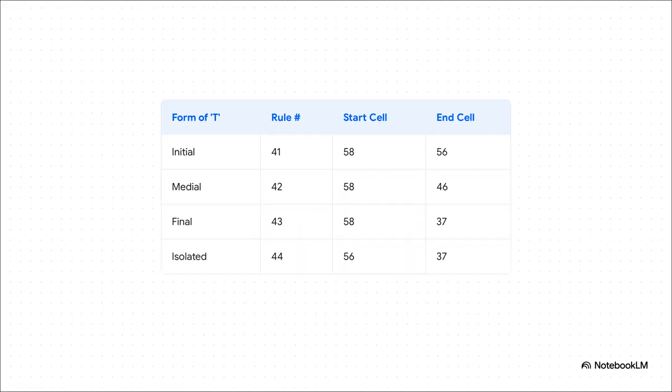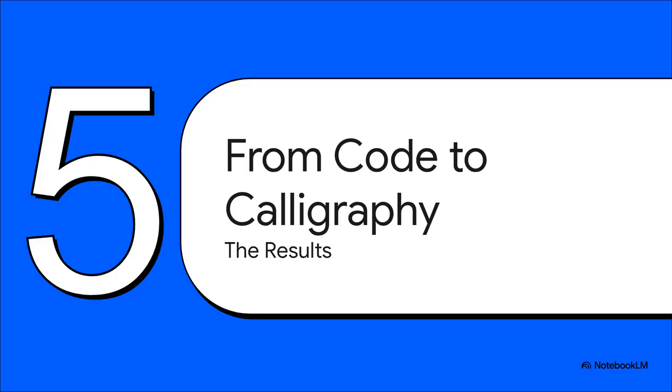And here's a perfect example of how clean it is. This table basically shows the recipe for the letter T. Instead of that messy, multi-step process from before, the new system has a single, precise instruction for each form the letter can take. Rule 41 for the initial form, 42 for the middle, and so on. It's organized, it's efficient, and it just works. So, let's get to the payoff.